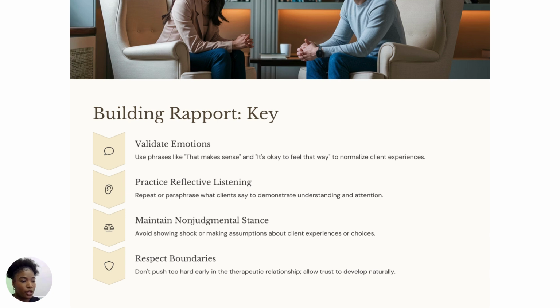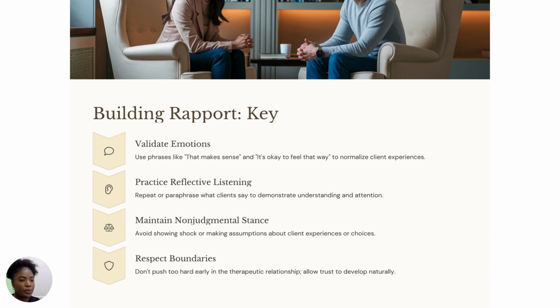Now, the next thing you want to focus on is building rapport, because building rapport is not about being nice. It's how we open the door for healing. You want to validate, reflect, and show up for your client without judgment. Some clients come in guarded, and that's okay. Remember, as clinicians, our job is to make them feel safe enough to be real with us. So when you use phrases like "that makes sense" and "it's okay to feel that way," that normalizes the client's experience. You have to practice reflective listening.